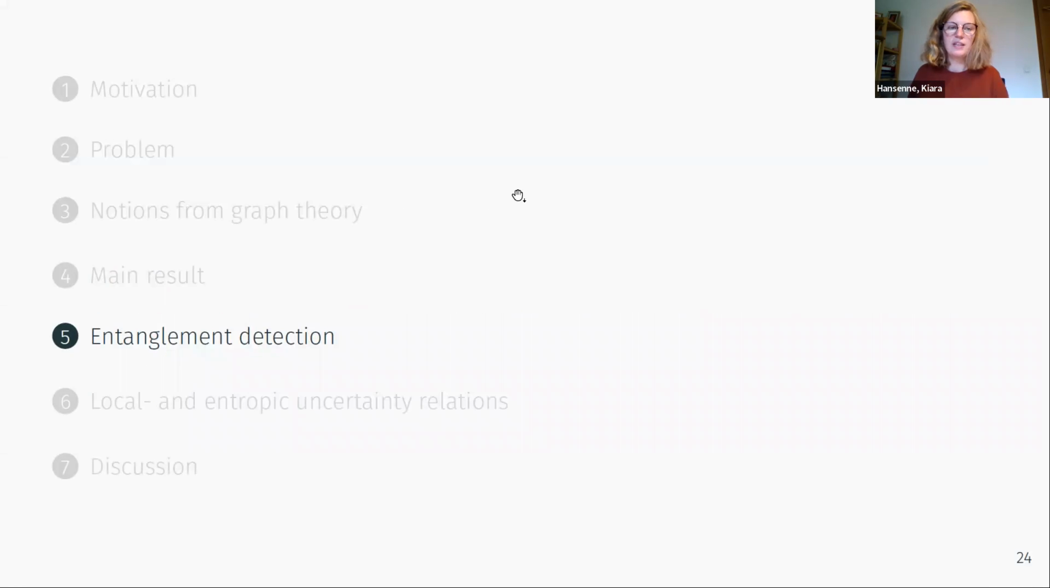So now that we've been through all of this, so I showed you the main result and then the conjecture that we have and so on. I'm going to go to some applications of this and then first talk about some application in entanglement detection.